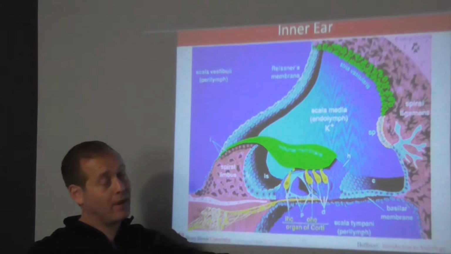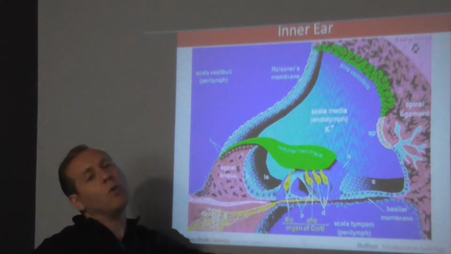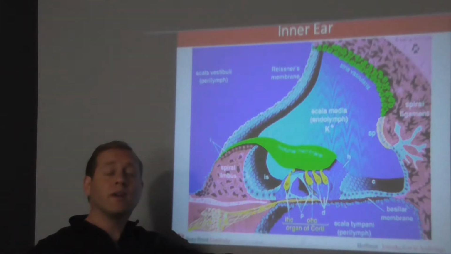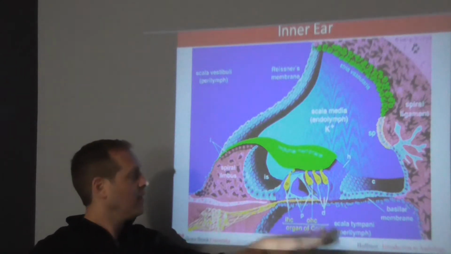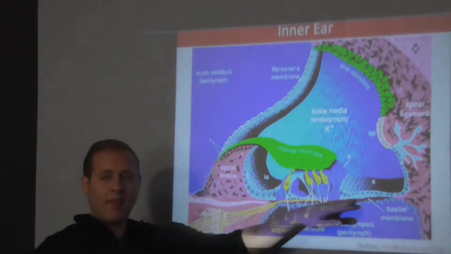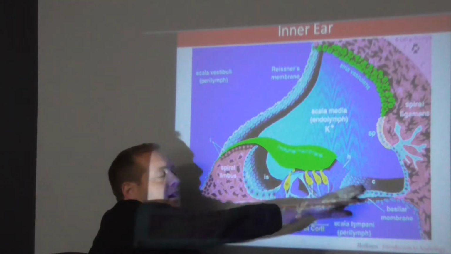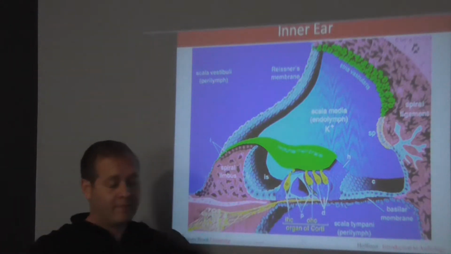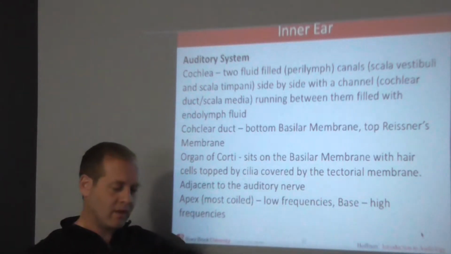Why is that important? Well, located in the scala media, or the cochlear duct, is the organ of hearing. This is our organ of hearing. It's called the organ of Corti. The organ of Corti is sitting on the basilar membrane. It's sitting on the base of the cochlear duct. That's your organ of Corti, sitting on the base.